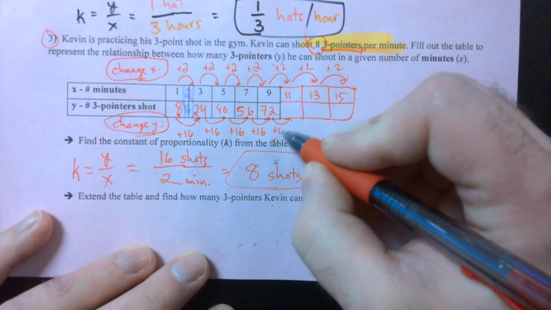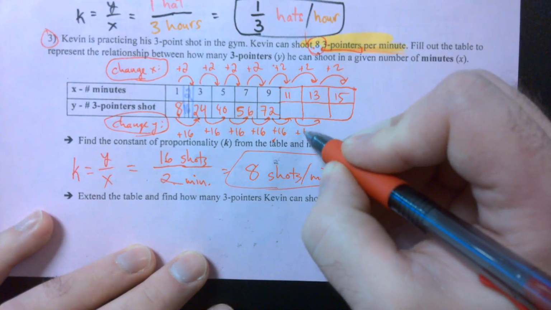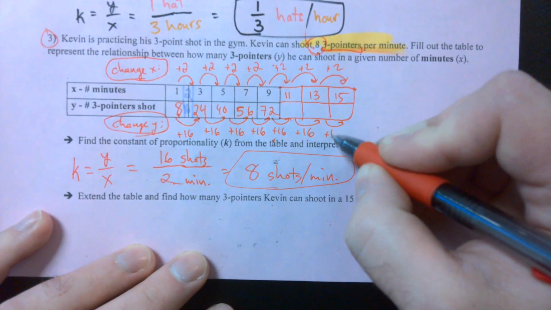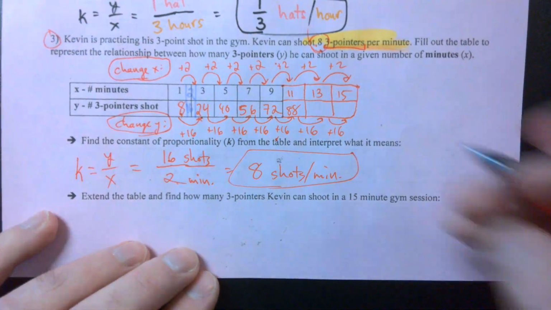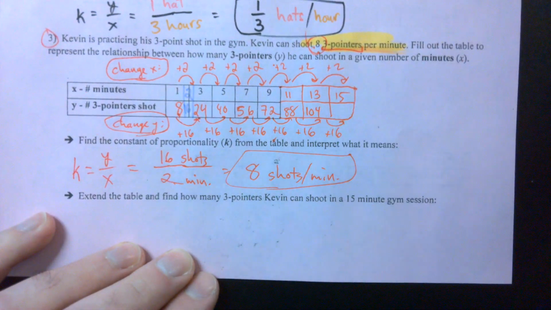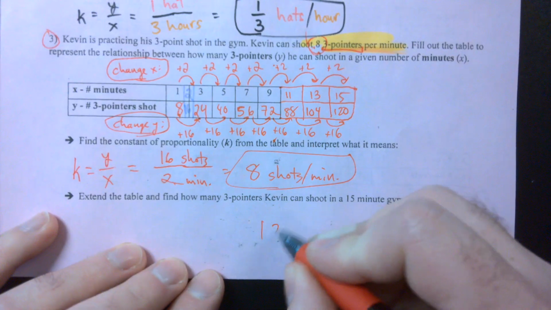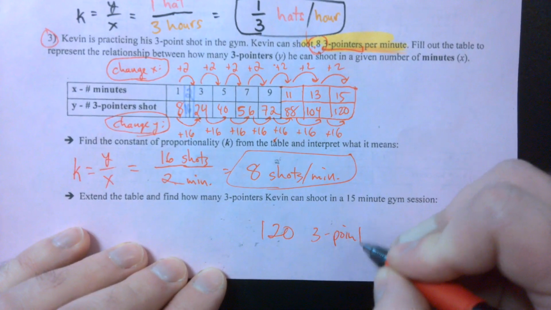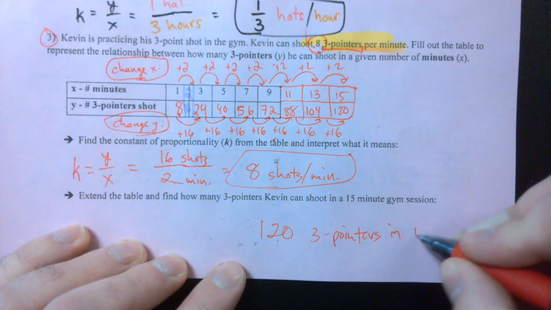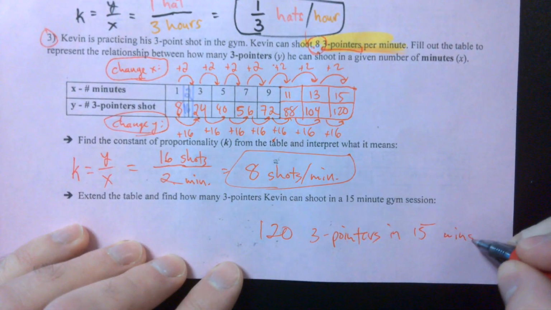And if I keep adding 16, what's going to come after 72? 88. What's going to come after 88? 104. And finally 120. So he can shoot 120 3-pointers in 15 minutes.